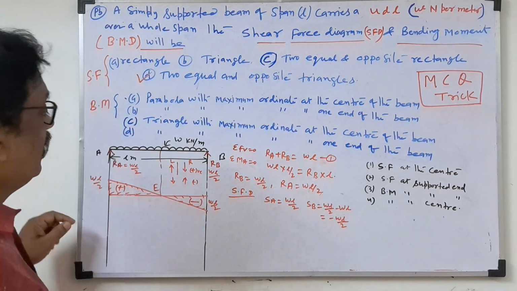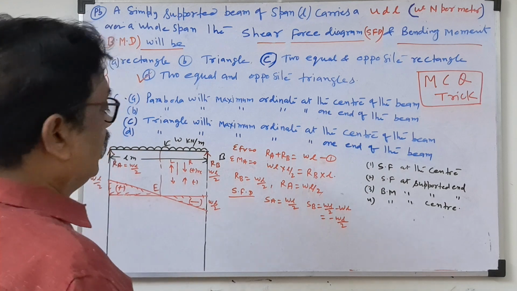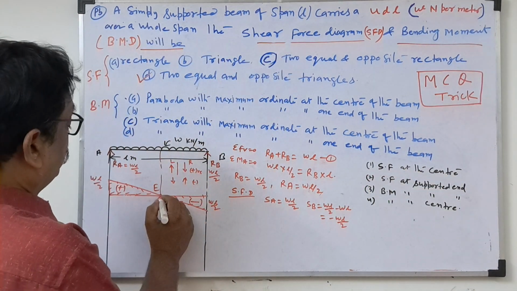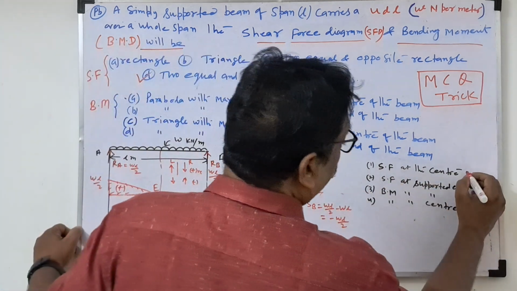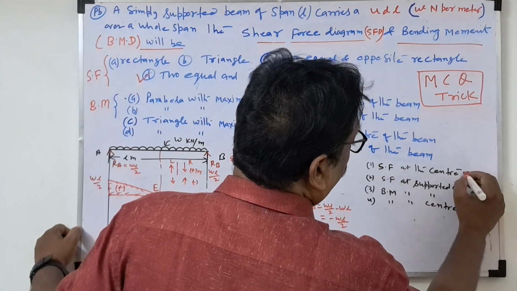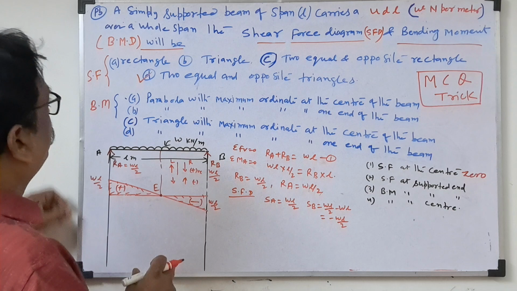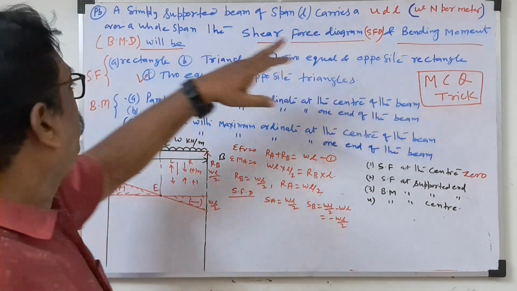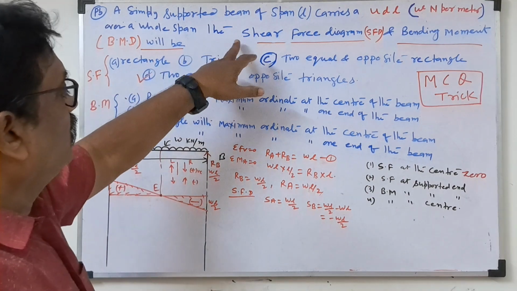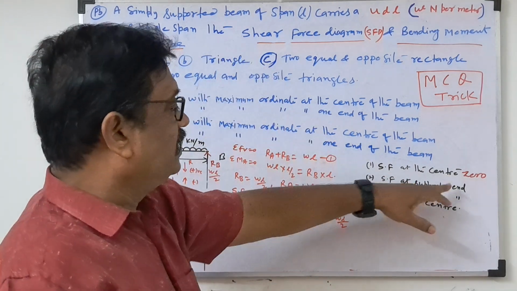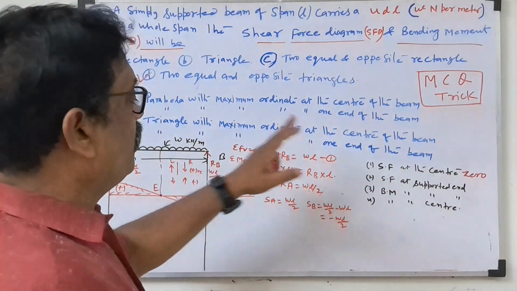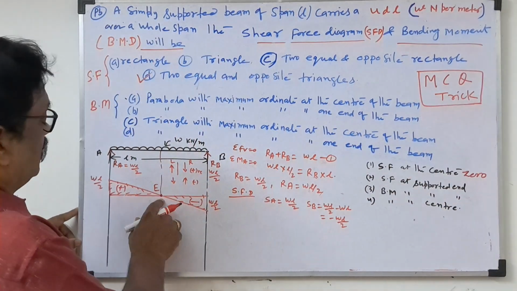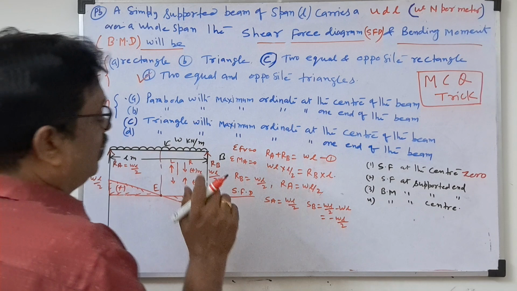One answer came. Now here you see the shear force at the center: the shear force at the center will be 0. If they give the same objective, a simply supported beam of span L carries a UDL over the whole span, what is the shear force at the center? They will give choices like 0, maximum, minimum, negative, positive, whatever. The answer will be 0. The shear force at the middle will be 0.